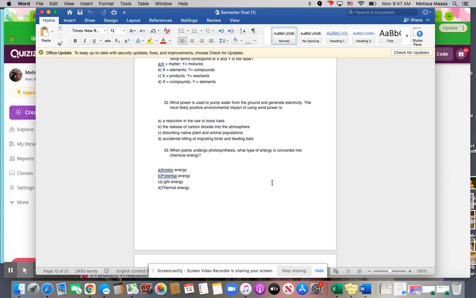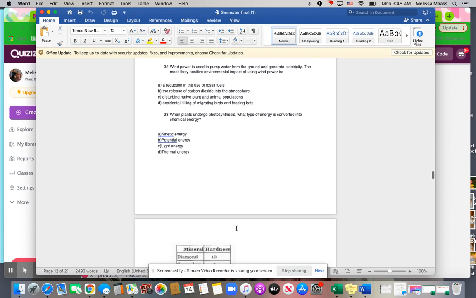32. Wind power is used to pump water from the ground to generate electricity. The most likely positive environmental impact of using wind power is, so we're looking at the positive environmental impact of using wind power. A reduction in the use of fossil fuels, the release of carbon dioxide into the atmosphere, disturbing native plant and animal populations, accidental killing. So C and D are not right because that is not a positive. Release of carbon dioxide into the atmosphere. No, that's not a positive. So it would be a reduction in the use of fossil fuels.